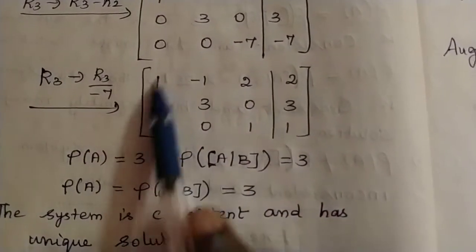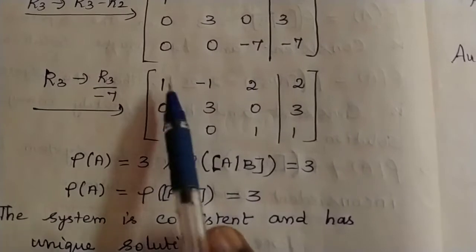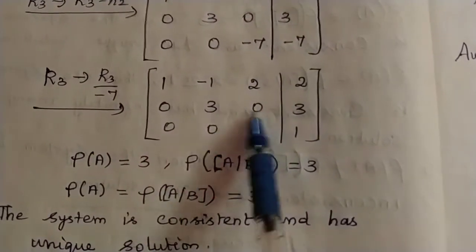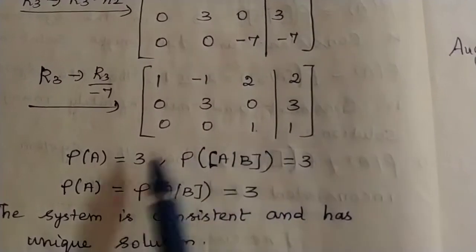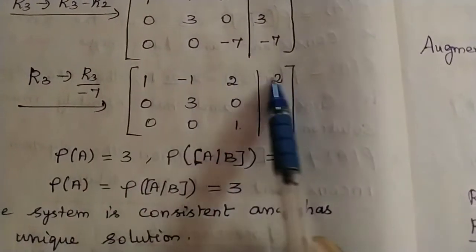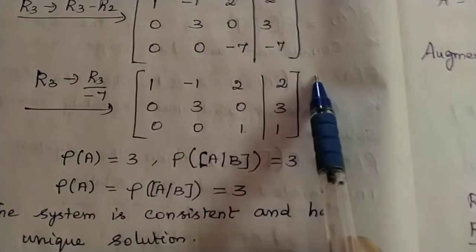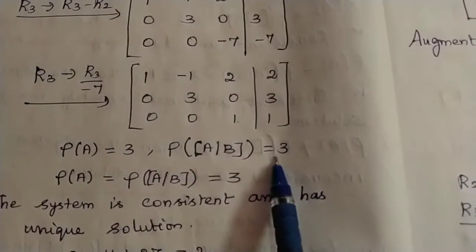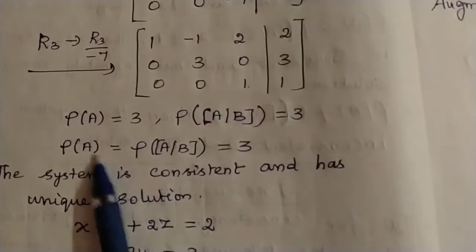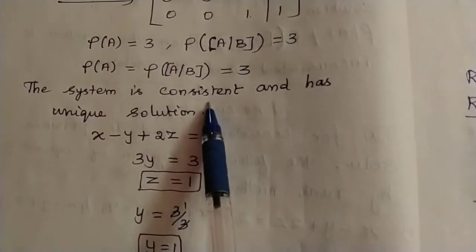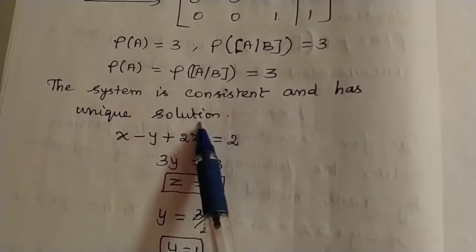See that one, rho of A. Rho of A equal to, here a non-zero element, here also a non-zero element, here also a non-zero element is there, then rho of A equal to 3. And rho of A|B means, see the row fully, non-zero, non-zero, non-zero. Therefore, here also 3. Rho of A equal to rho of A|B equal to 3. The system is consistent and has a unique solution.